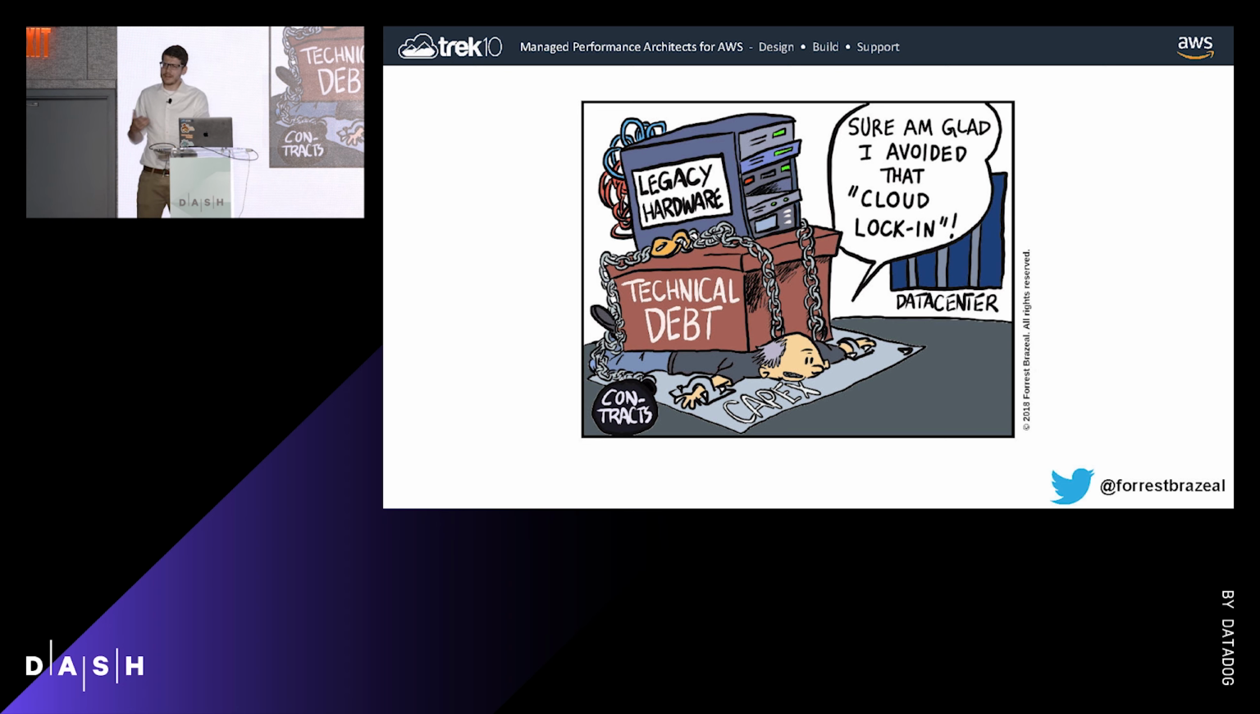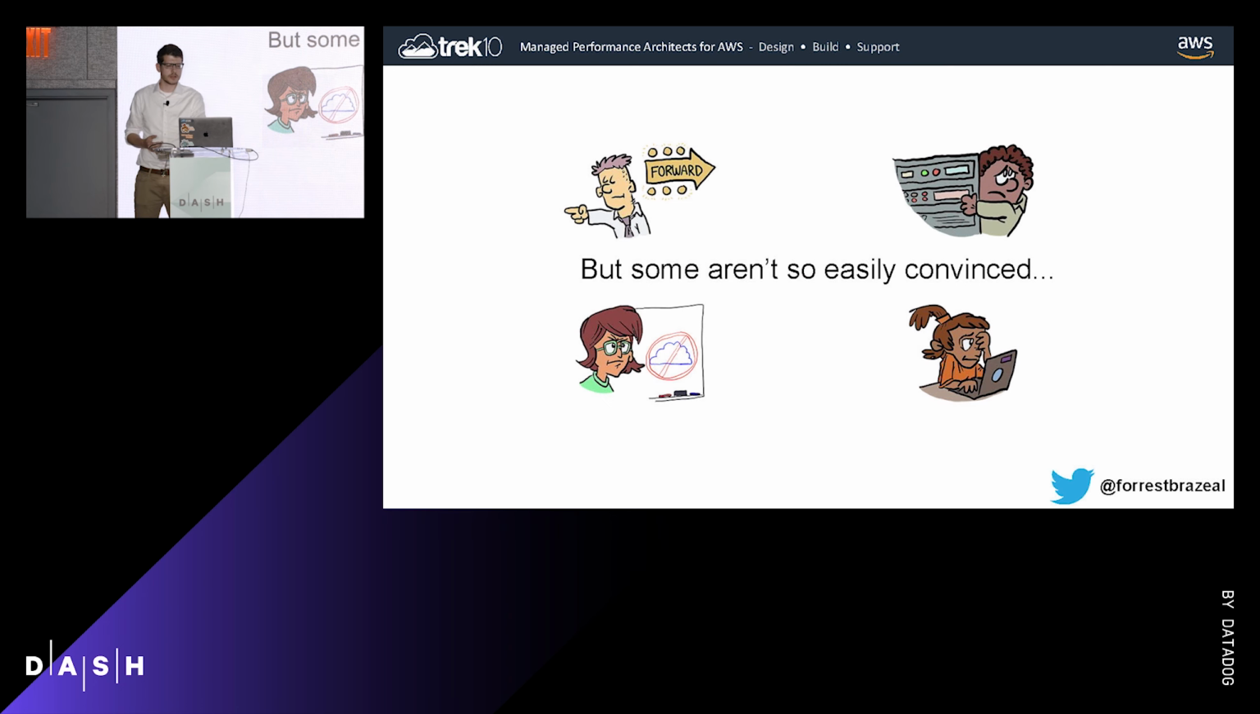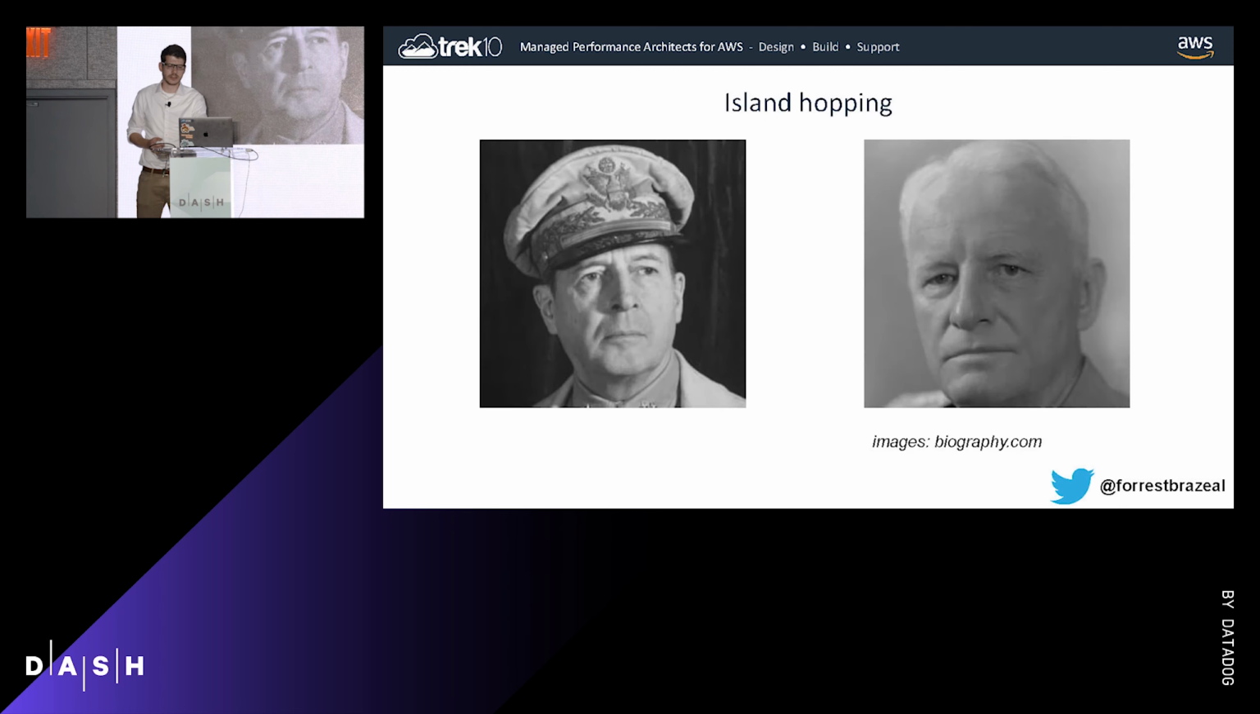So you can have these conversations with the antagonistic architect and the server-hugging sysadmin and all that, but you're not going to convince everyone. You're not going to convince everyone that serverless is the path forward. There's going to be folks who aren't so easily convinced. And what I recommend doing there is something that I call island hopping.